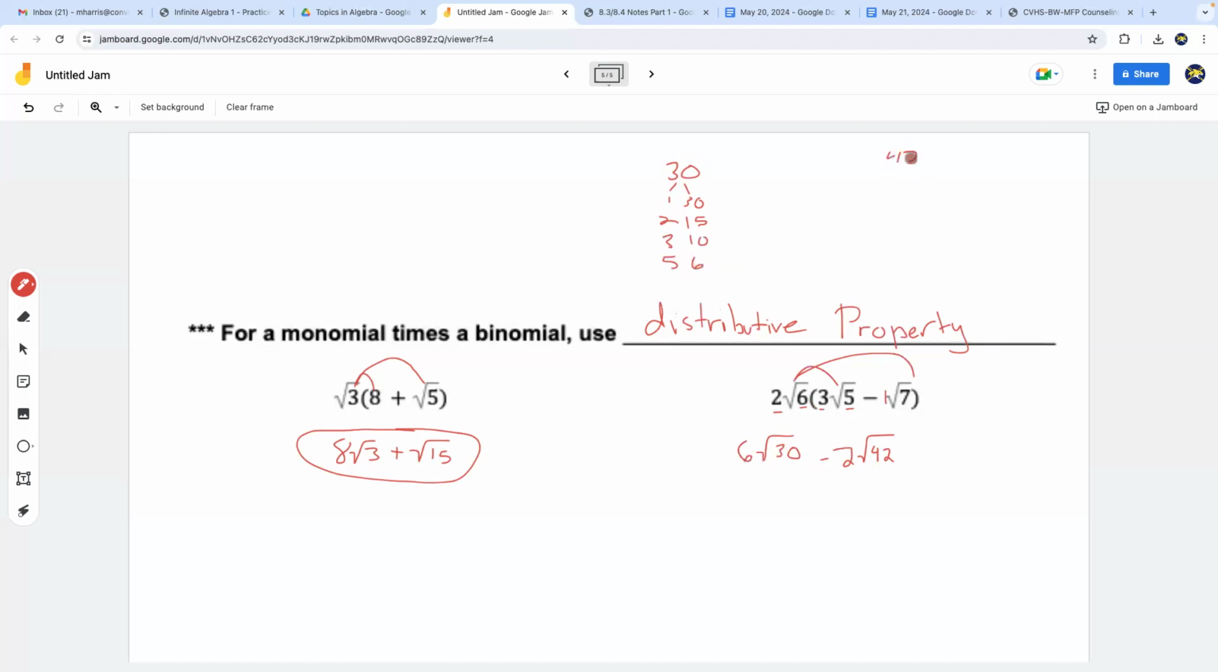Let's look at 42. We got 1 and 42. We got 2 and 21. So far, no perfect roots. We got 3 and 14. None of those are perfect roots. Right? Nope, 4 can't go into it. 5 can't go into it. 6 can go into it. 6 and 7. None of those are perfect roots. So this is a funny one. We got 2 even numbers under the radicals, but they can't be split. So we have 6 root 30 minus 2 root 42.